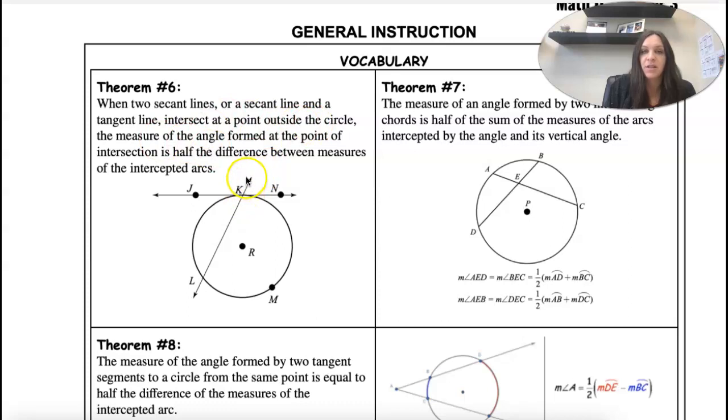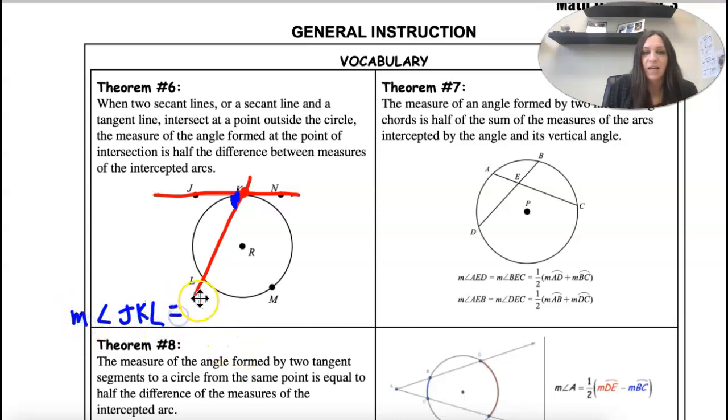Okay, but for this picture, we have a secant line and we have a tangent line that intersect on the outside of the circle, right here. What it's saying, if I want to look at this angle that's formed, let's say angle JKL, I want to find the measure of that angle. That is half of the arc up to the secant line. So that's half the measure of arc KL. Okay, so if you have the arc length, you cut it in half. If you have the angle, you double it.